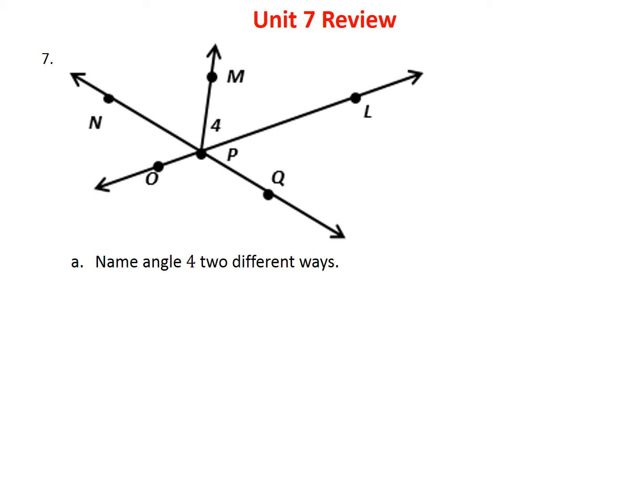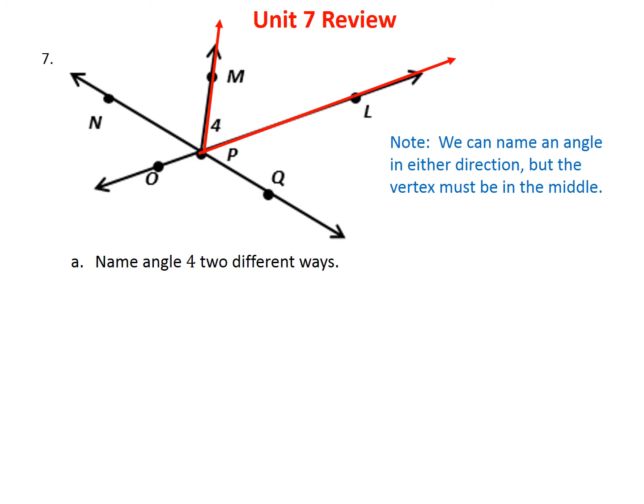Problem 7a asks us to look at the diagram and name angle 4 in 2 different ways. Well, there's angle 4, marked by the 2 rays there. And you'll notice that 2 ways we can name it besides a number is to name the 3 points that make up the angle, and always make sure that the vertex is in the middle of our name. So whichever way we name it, point P has to be in the middle. So my options are, you can either start here and go MPL, or I can name it angle LPM. I can reverse them, but P, the vertex, always has to be in the middle.